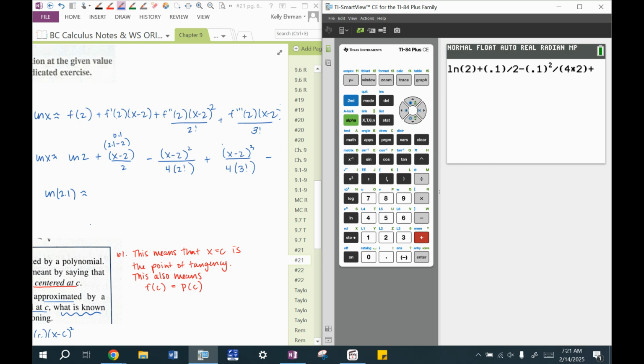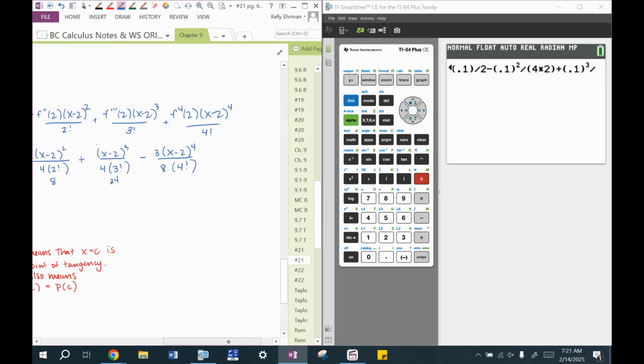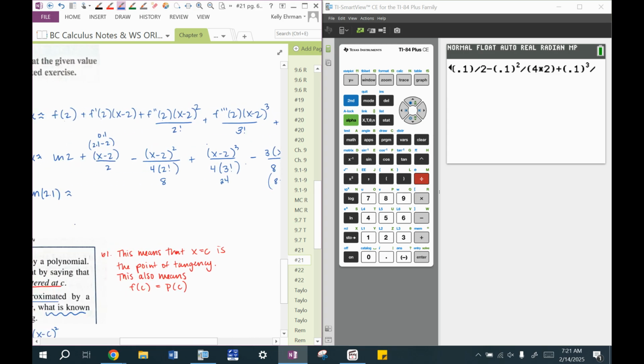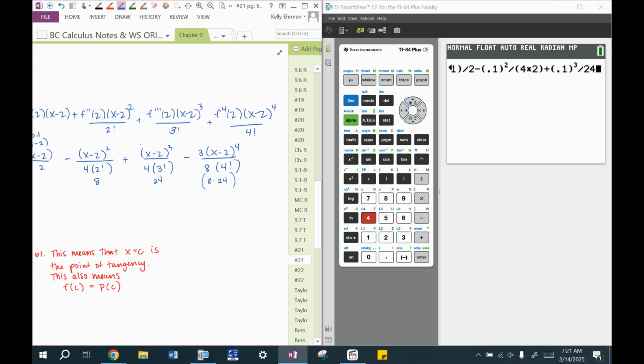Plus 0.1 to the third divided by, I'm just going to do the math though. So this was 8. This was 4 times 6, 24. And what's this one? 8 times 24. I won't do the math on that. I'll just put it in parentheses. Okay. Where am I? Over 24. And then minus 3 times 0.1 to the 4th divided by parentheses 8 times 24.